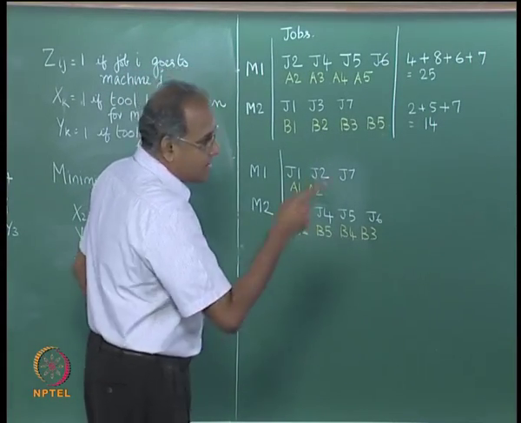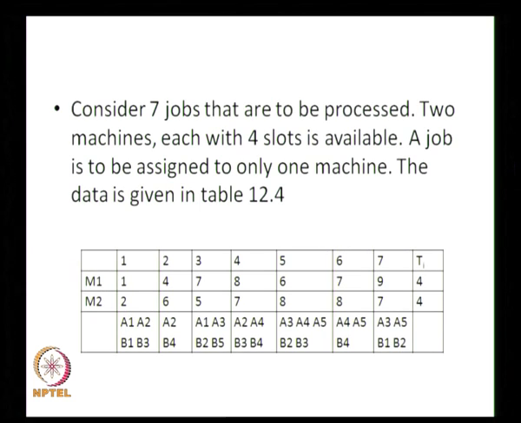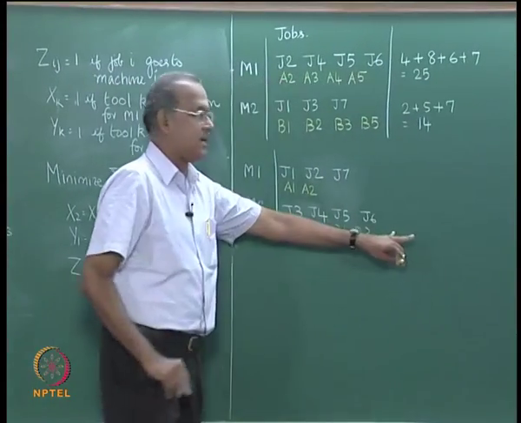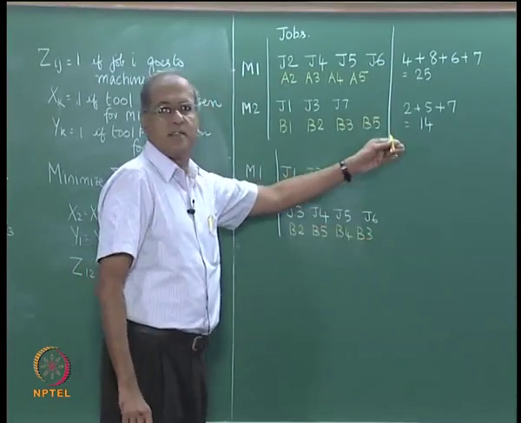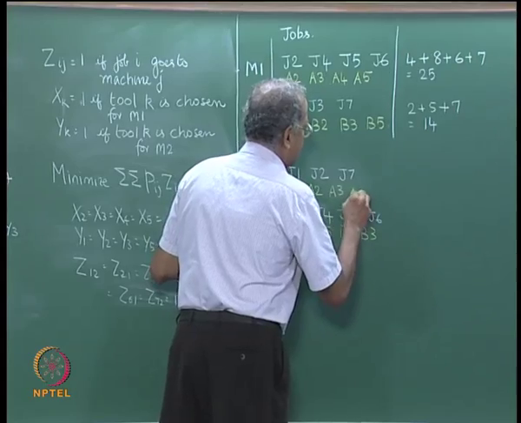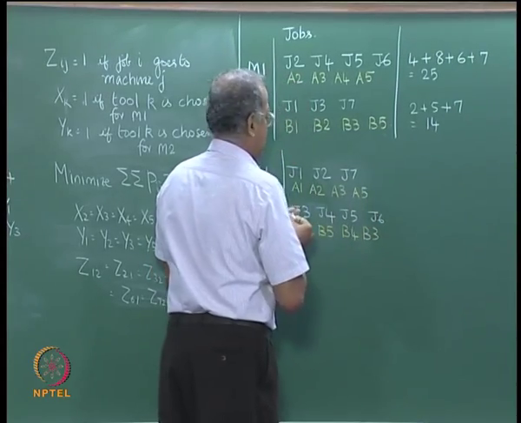Now, J7 should ideally go to M2 and requires B1 and B2. B1 and B2 are not here and we cannot add. So, we look at the other one. So, it requires A3 and A5. So, I put it here, I add A3 and A5.